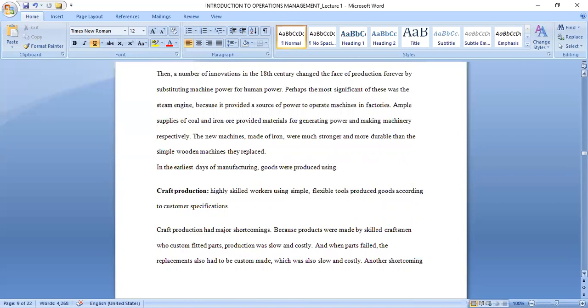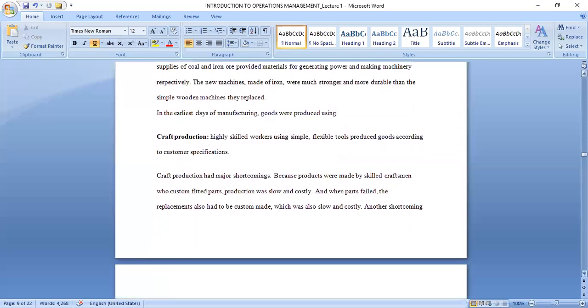It was basically craft. We had craft production, where people were using hands. They were using simple tools to make the goods, and it was costly. It was costly and time consuming, right? It was slow. It was costly because they were using hands. They didn't have machines to make these products.